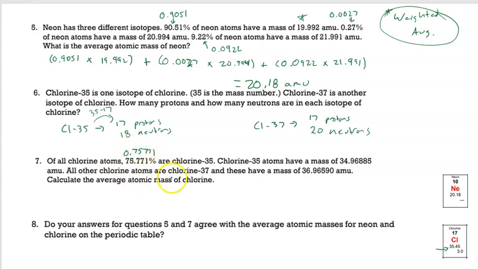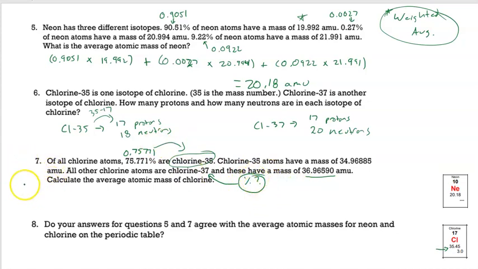So we're going to change this to 0.75771, right? And we're going to, okay, look at our second isotope, which has a mass of 36.96590. Now, what is our percent for chlorine 37? Okay, well, number 6 told us there's just two isotopes. If 75.771% are chlorine 35, okay, what percent are chlorine 37?